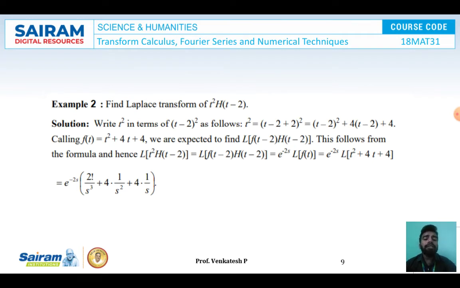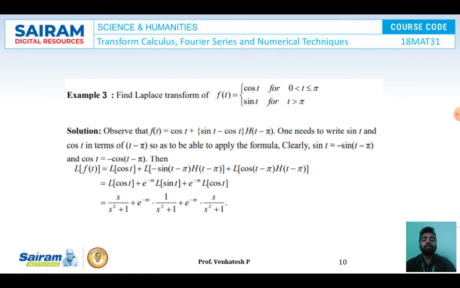So now the Laplace transform of f of t minus 2 into h of t minus 2 will be in the following form. That is, Laplace transform of t square into h of t minus 2 will be equal to e power minus 2s into Laplace transform of f of t. So now after applying the formula for this f of t equation, we'll be getting e power minus 2s into Laplace transform of t square plus 4t plus 4. So we'll be getting e power minus 2s into 2 factorial by s power 3 plus 4 into 1 by s square plus 4 into 1 by s is the required solution for the given problem.